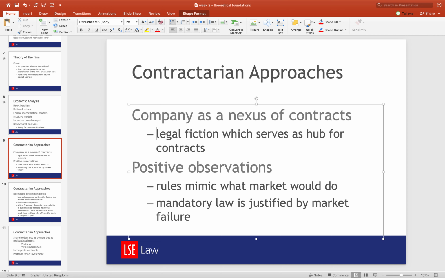So contractarian contributors make the following positive observations. They say the rules that we have mimic what the market would do, and they also are rules, as far as they're mandatory, that we need because of a market failure.